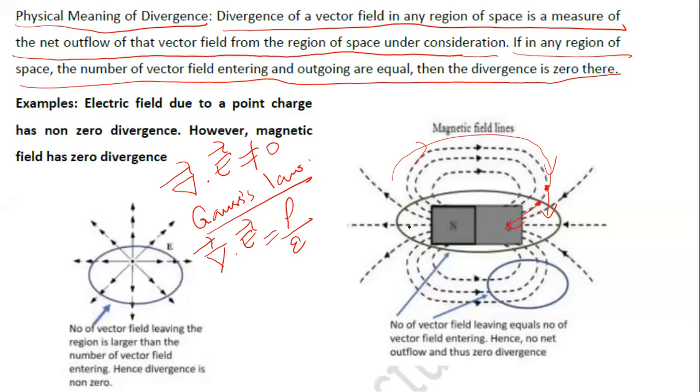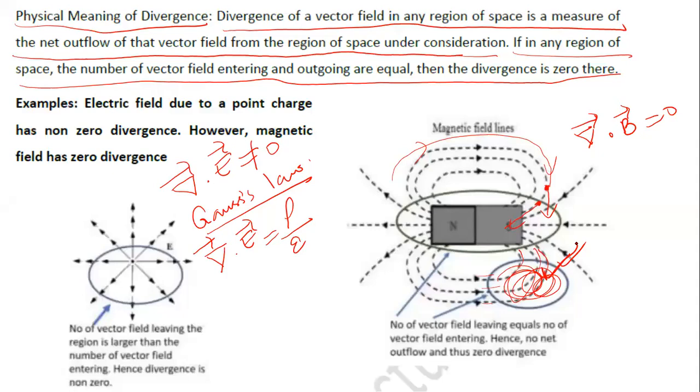So this concept will let us know that divergence of B is 0. There is no net outflow of the vector field. Or you consider this region of space also, you see that the number of vector field lines entering the region of space is 3 here, and the number leaving the region of space is 3 again. So that means there is no net outflow or inflow of magnetic field vector from this region, because the number of lines entering and the number leaving are exactly equal.